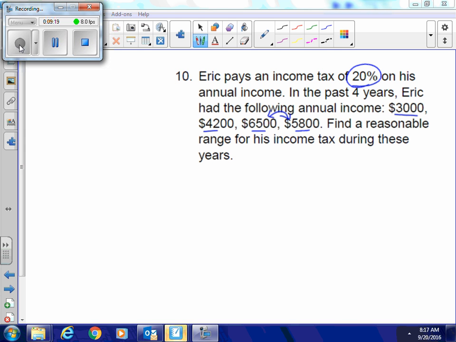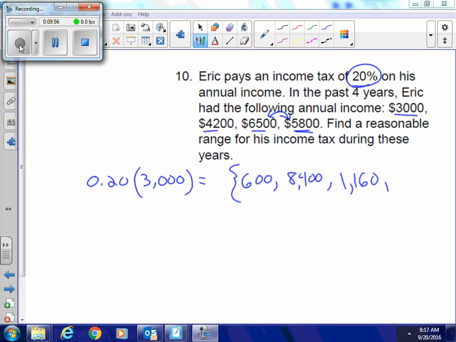So I'll show you how I calculate the first one. It's 0.20. That's how you write 20% times an income of 3,000. 20% of 3,000 is 600. So I can do most of that in my head. 0.2 times 4,200 is 840. 0.2 times, now I'm going to use this one, times 5,800 is 1,160. Got to double check my calculator. And for the last one, 6,500, I get a 1,300.